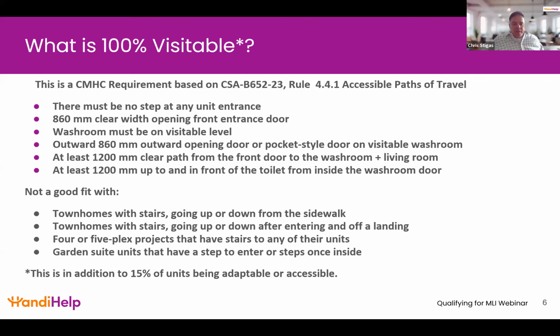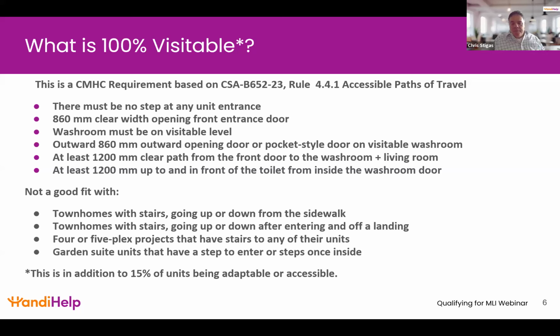Yeah, so the two biggest challenges right now are definitely the 1200 millimeters up to and in front of the toilet. And that's really either giving the projects a thumbs up or a thumbs down, because all the other numbers are close to code and they can be workable without drastically changing the layout or the footprint of a unit. It's the washroom size that's going to dictate what you can and can't do. So really focus on that 1200 millimeter in front of the toilet.